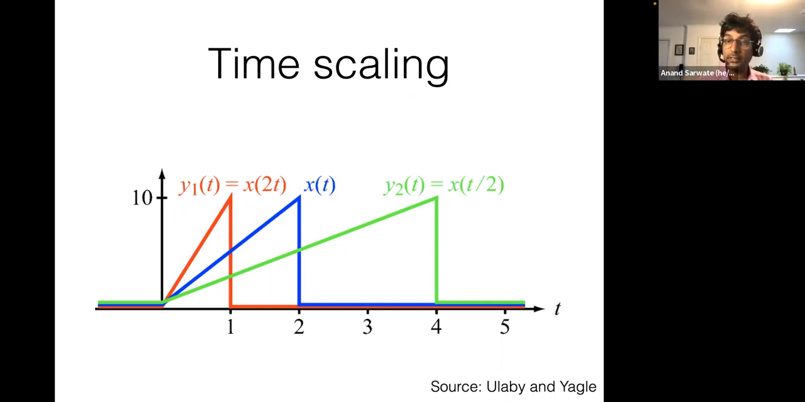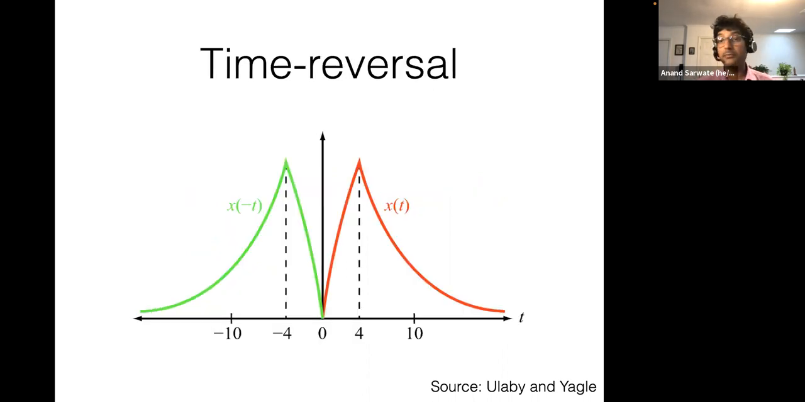So if alpha equals 2, like in this plot here, the blue triangle turns into the red triangle. The red triangle takes half as long to happen. t is, say, measured in seconds. So whereas the blue triangle took 2 seconds to reach its peak, the red triangle takes 1 second. So it's twice as fast. And conversely, if alpha is less than 1, then it's slowing down time, stretching things out. And so here, if the output is x of t over 2, it takes twice as long. x of t takes 2 seconds to get to its peak, and y2 of t takes 4 seconds to get to its peak.